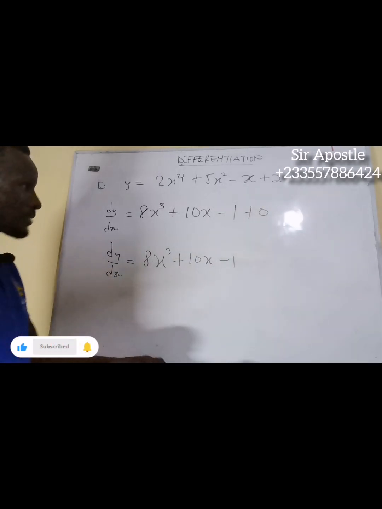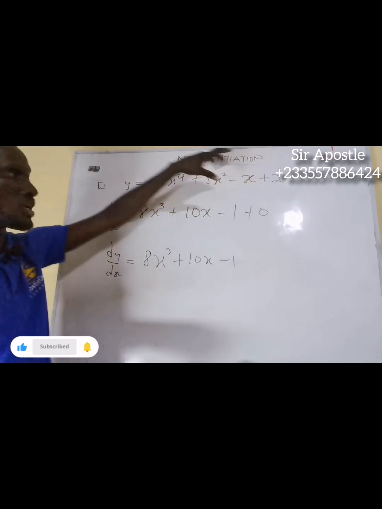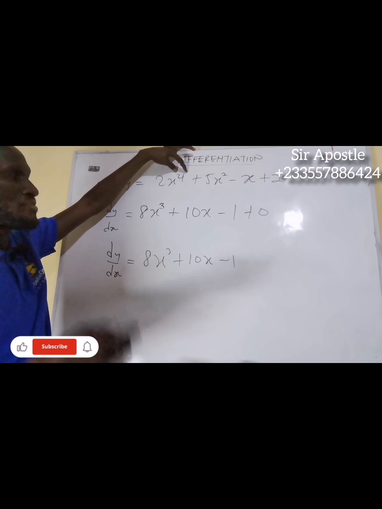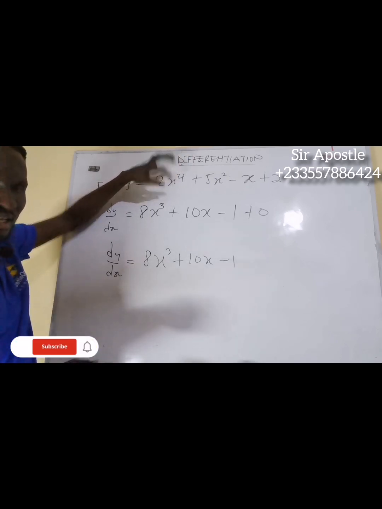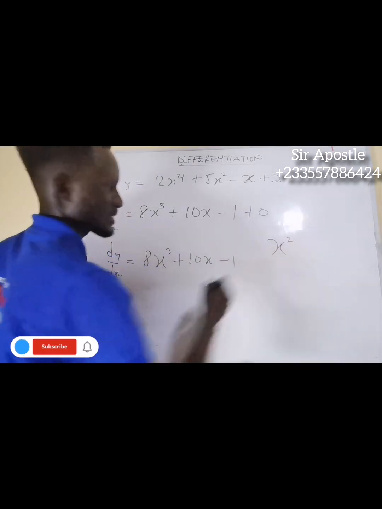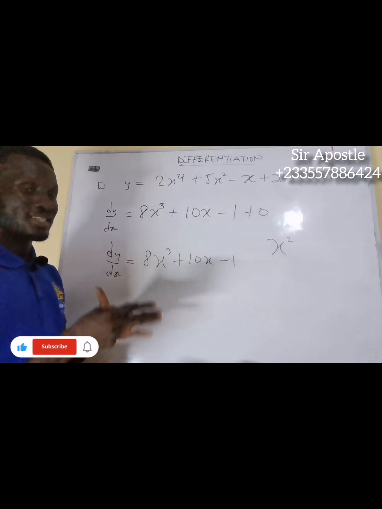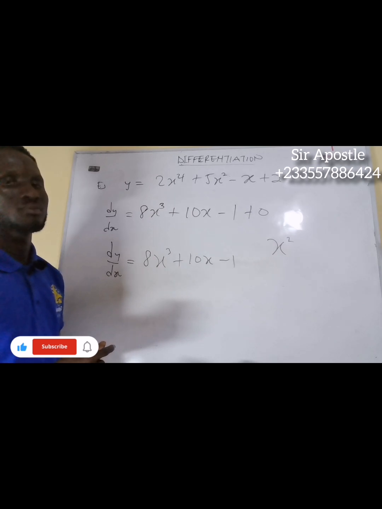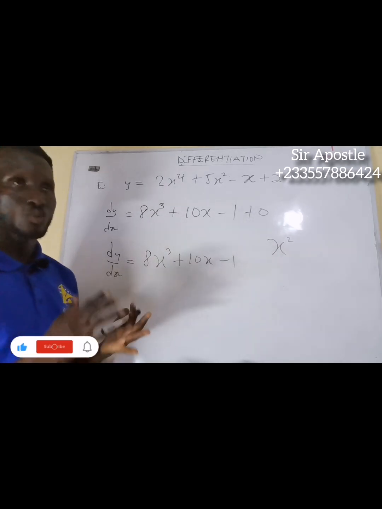Now look at something here. This one is a quartic function having an exponent of 4. After differentiation, the highest exponent has now reduced to 3. That's why we say we are reducing. Now one thing: whenever the function is quadratic, after differentiating, we are going to get a linear function, that's a straight line. That is one thing you're supposed to keep in your head.